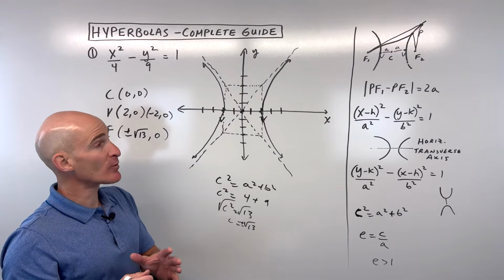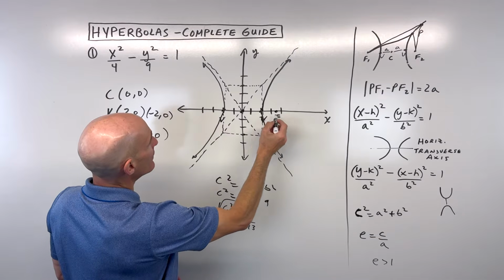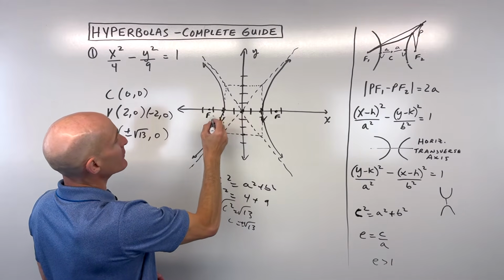Root 13 is somewhere between 3 and 4, maybe about 3.5 or so. So it'd be somewhere right around here. Okay, roughly, if you want to get a sketch.